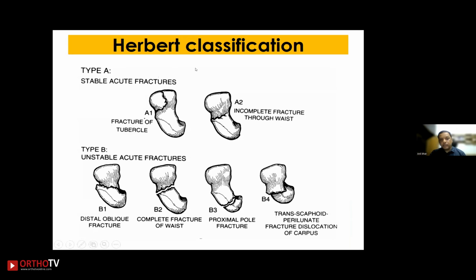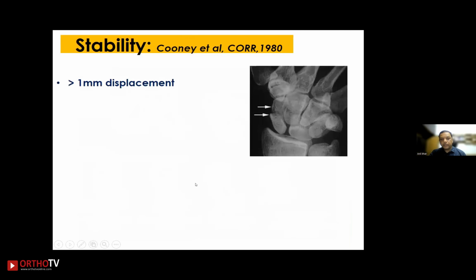So if you look at the Herbert's classification, stable fractures are hardly 1 or 2. The distal most fracture here and an incomplete fracture through the waist. It's almost like fracture neck femur, right? Similar philosophy here. Most of them are unstable fractures. The moment it becomes oblique or a full fracture line, and as it goes towards the proximal pole, they're all very, very unstable fractures.